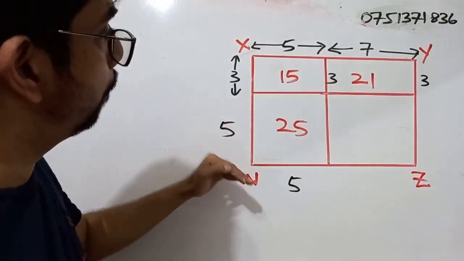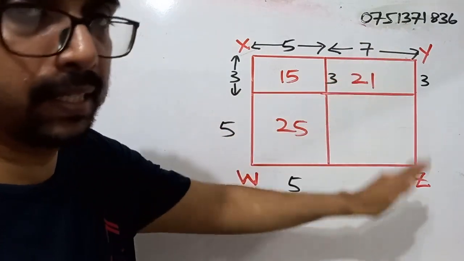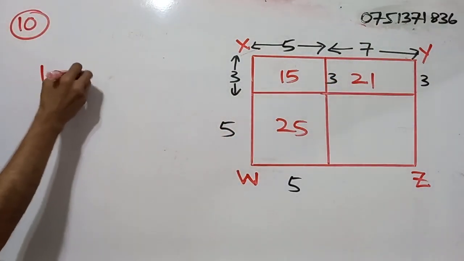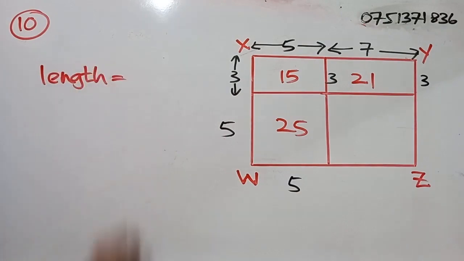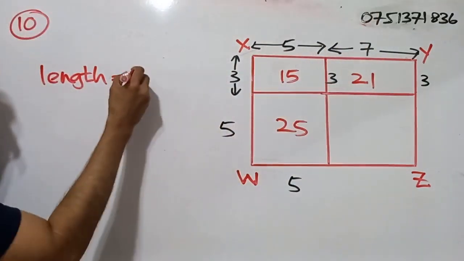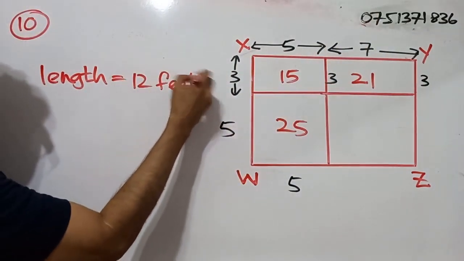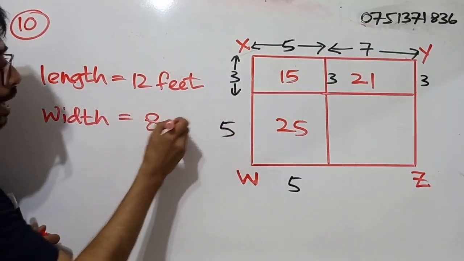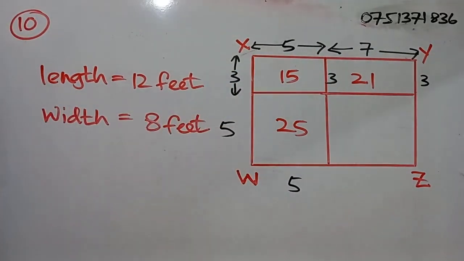That means WXYZ. Right? So what is the length? The length is what? 5 plus 7, that is 12. So these are feet. What is the width? 3 plus 5, what is that? 8 feet.